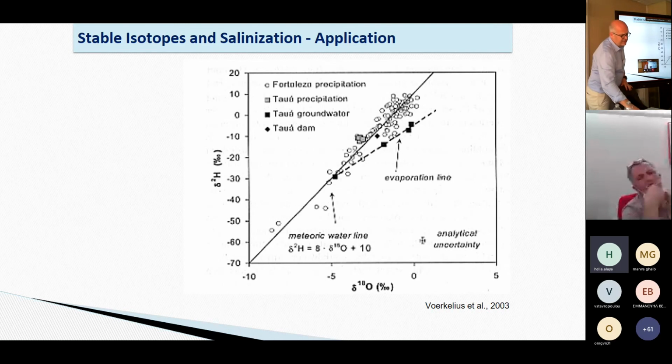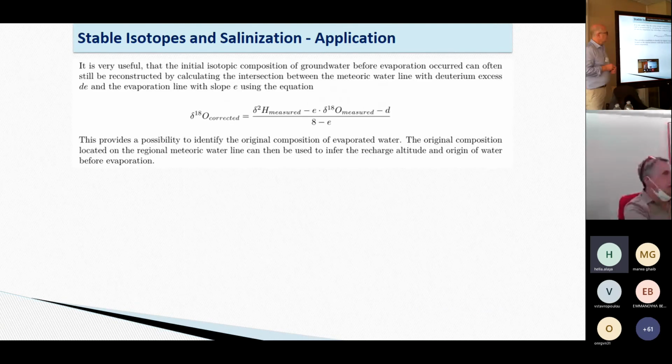And this point can be calculated using this formula, in which the evaporated sample has the deuterium value measured. You have the slope of the evaporation line that is called E. You have the measured O18 value, and you have the deuterium excess D, and the slope of the normal precipitation is 8. And so doing this, you can correct the O18 value for any sample that is evaporated. So you can calculate for any sample that you have how it looked like before it evaporated.